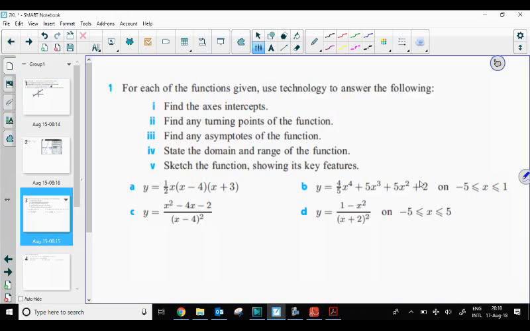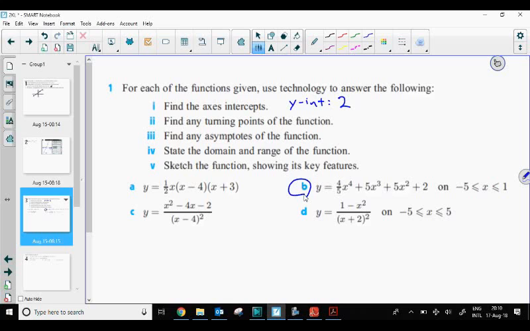Let's just make sure we're good with our calculator skills. I'm going to do letter B here. This is a pretty nasty looking quartic function. I am definitely not going to do this by hand. So let's just work out parts of it I can do by hand. The rest of it I'm going to have to work out with a calculator. So find the axes intercepts. Well, the y-intercept is easy. That'll be when x is equal to 0. I can tell that that's going to be 2.